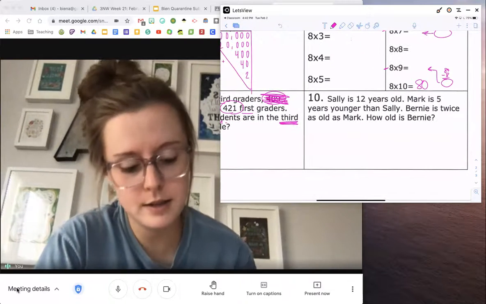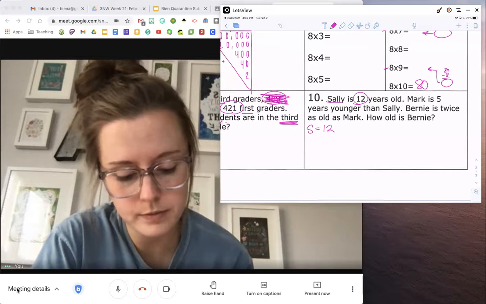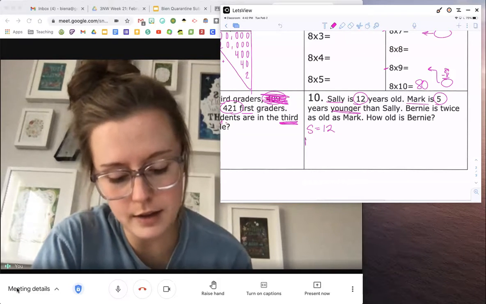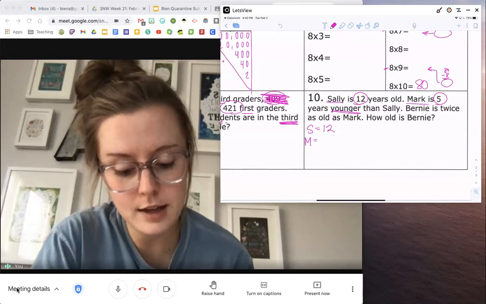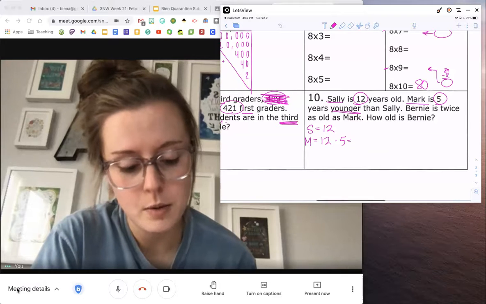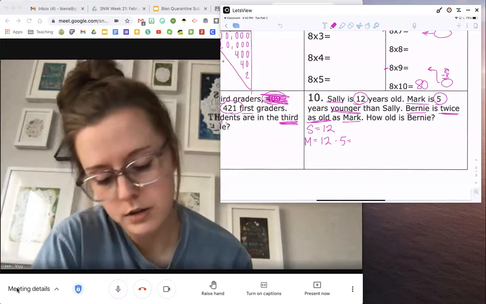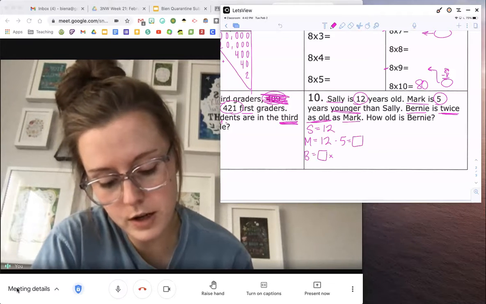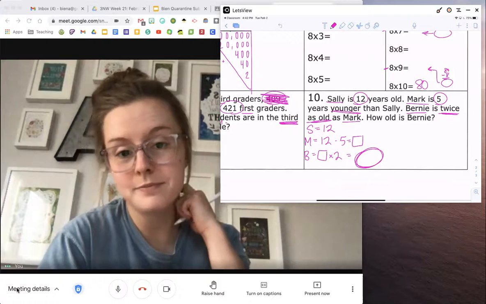Number 10 says Sally is 12 years old. Mark is 5 years younger than Sally. Younger, that's less. So whatever Sally is, I need to take away. Bernie is twice as old as Mark. So Bernie, whatever Mark is, Bernie is twice as old. And how old is Bernie?